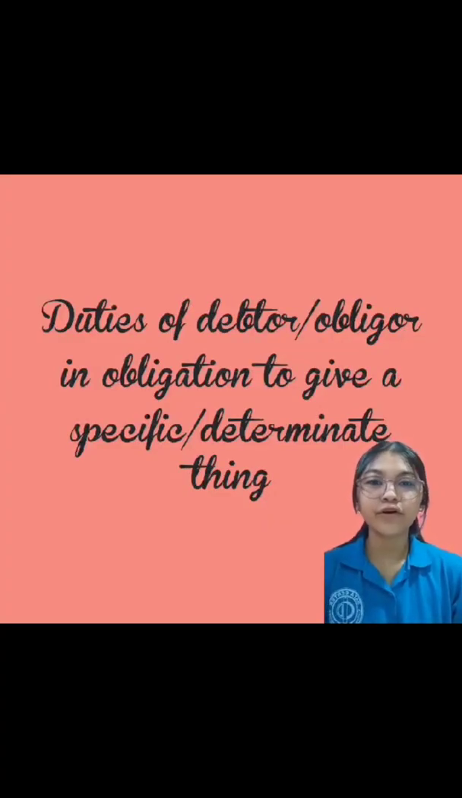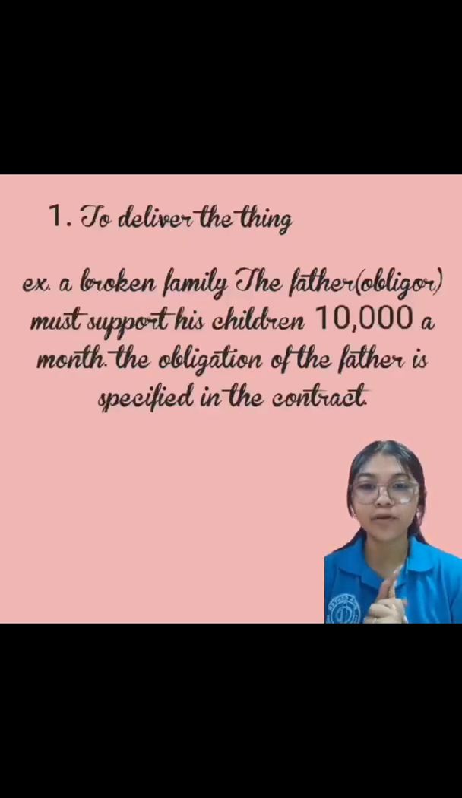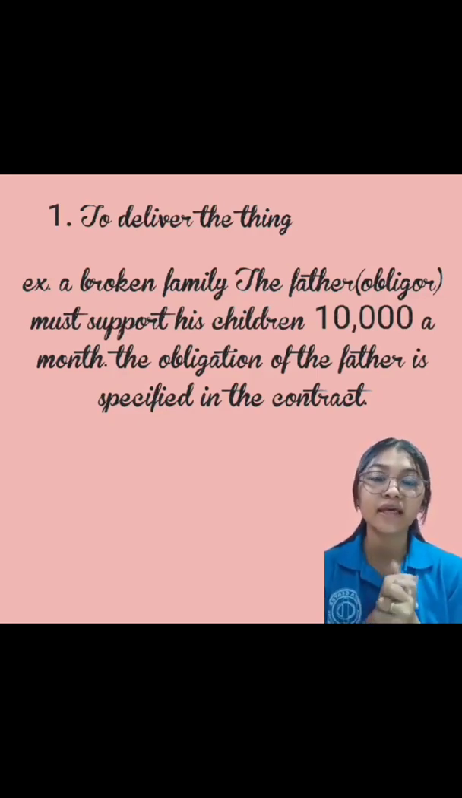Duties of the debtor or obligor in the obligation to give a specific or determinate thing. Number 1, to deliver the thing. Example number 1, a married couple, broken family. In the contract they agreed, it is specified that the father must support the child with 10,000 pesos every month. So it must be 10,000 pesos every month, not whatever amount he wants.